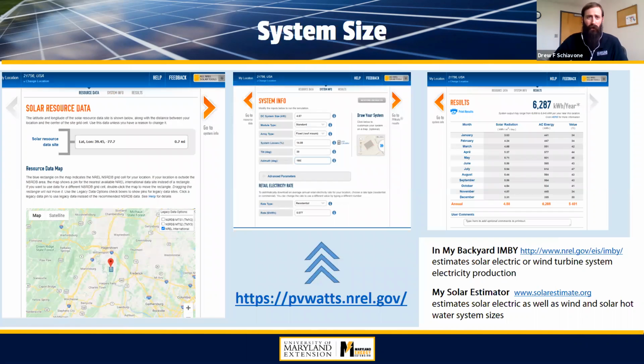What you'll see is, first of all, it's asking for your location, so you can put your address in or your zip code and provide some information. It'll have your Google map here, and you can even highlight a region that you're interested in on your property or a rooftop system, and you can get specific weather data and specific information from that.